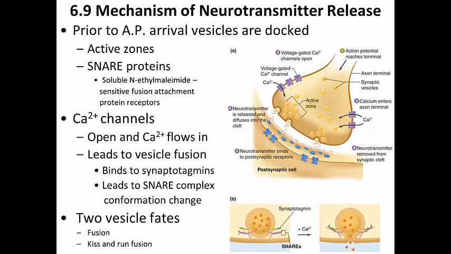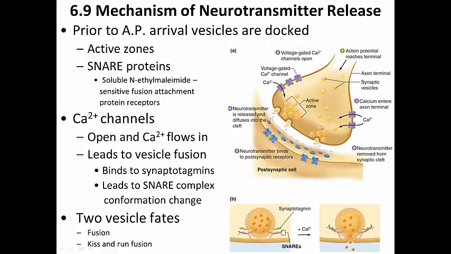What we notice is this: prior to the arrival of an action potential, we, as we mentioned previously, have a number of neurotransmitter vesicles that are docked, D-O-C-K-E-D, like a boat, at the presynaptic side of the cleft adjacent to the plasma membrane. So here we see some such vesicles, if you follow the pointer on the screen here. So this, of course, is our axon terminal.